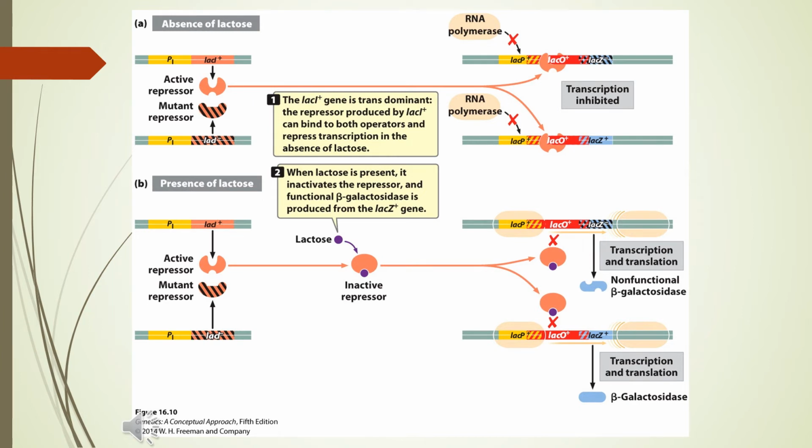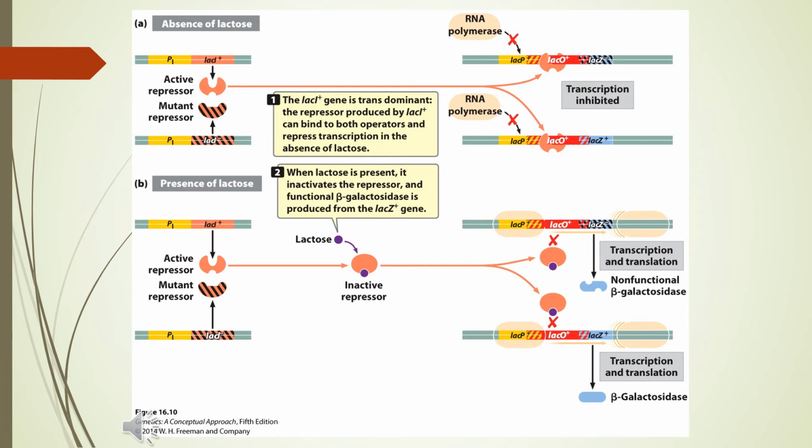So the lac I plus gene is trans-dominant. The repressor produced by lac I plus can bind to both operators and repress transcription in the absence of lactose. So what will happen when lactose is present? The same is the condition on the left side: one copy of the lac regulator gene is active, the other copy is mutated.